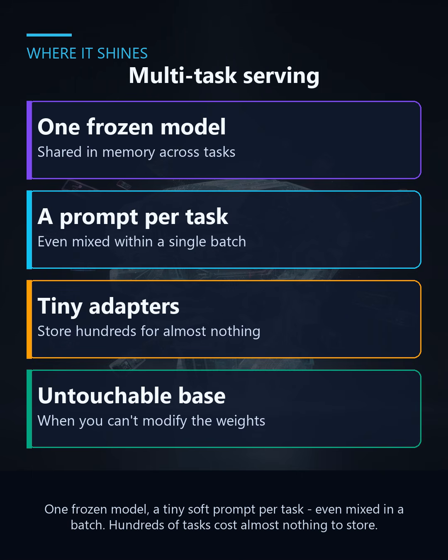Where does this shine? Multitask serving. Because the base model is frozen and shared, you can host one copy in memory and attach a different soft prompt per task, even mixing tasks in a single batch. Each task's adapter is tiny, so storing hundreds of them costs almost nothing. It is also handy when you cannot or should not modify the base model's weights at all.